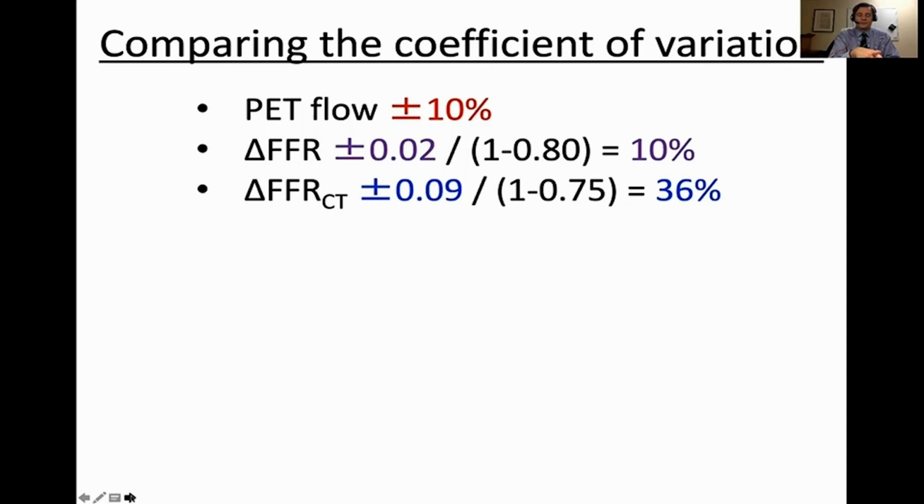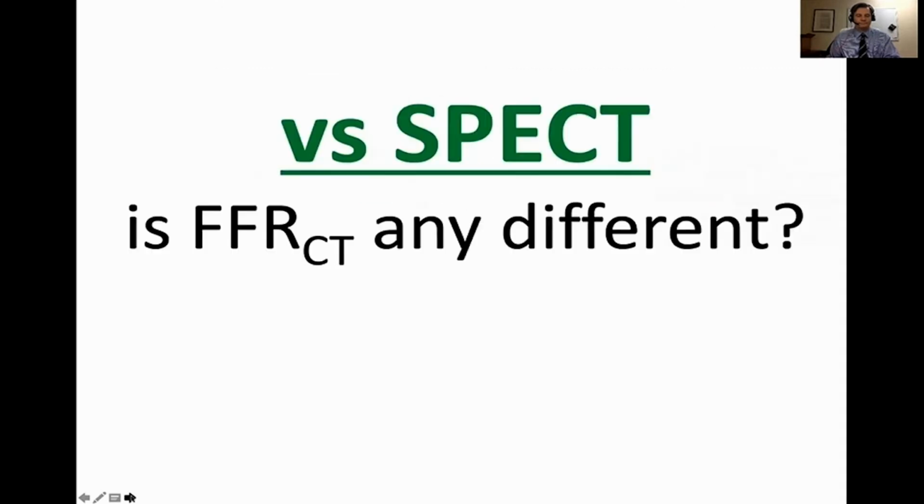And for FFRct, again, there's a little bit of a bias, so I shifted the number down to 0.75, and the imprecision is now 0.09. You can see that it's about 3 or 4 fold larger than it is for PET or invasive FFR. So there's a wider range of imprecision, a wider coefficient of variation for FFRct than there is for PET flow.